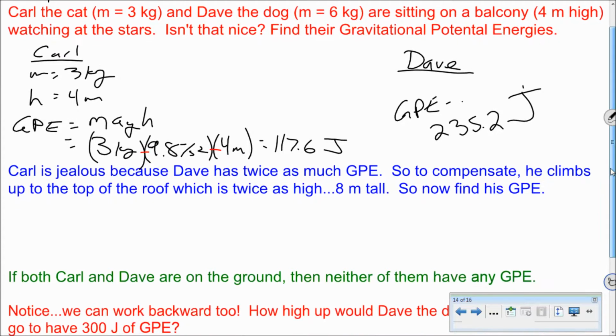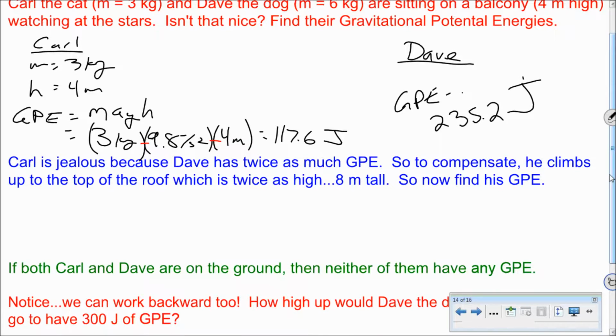All right, so once again, as was the case yesterday, Carl is jealous. So to compensate, because Dave's got more energy, Carl climbs up to a balcony that's twice as high. What's going to happen? If you double the height, what should happen to your GPE? Double it, right? So today it worked. Yesterday it didn't because of the squared in our velocity equation.